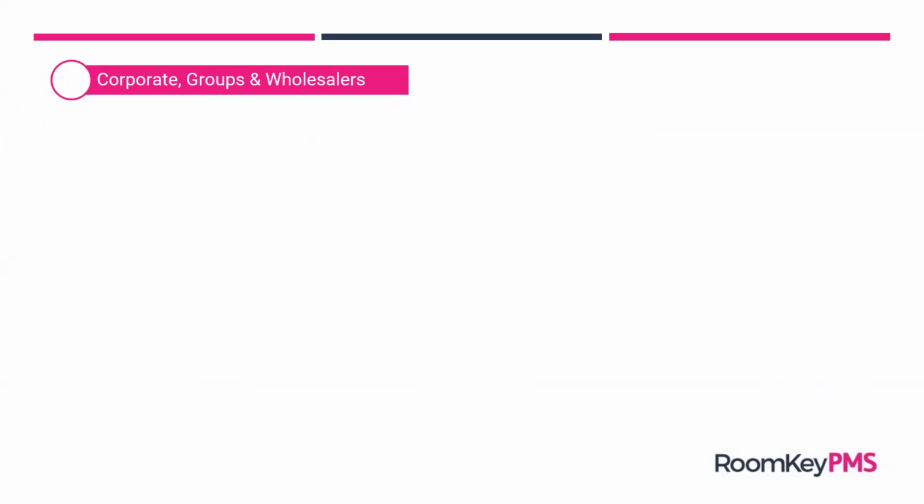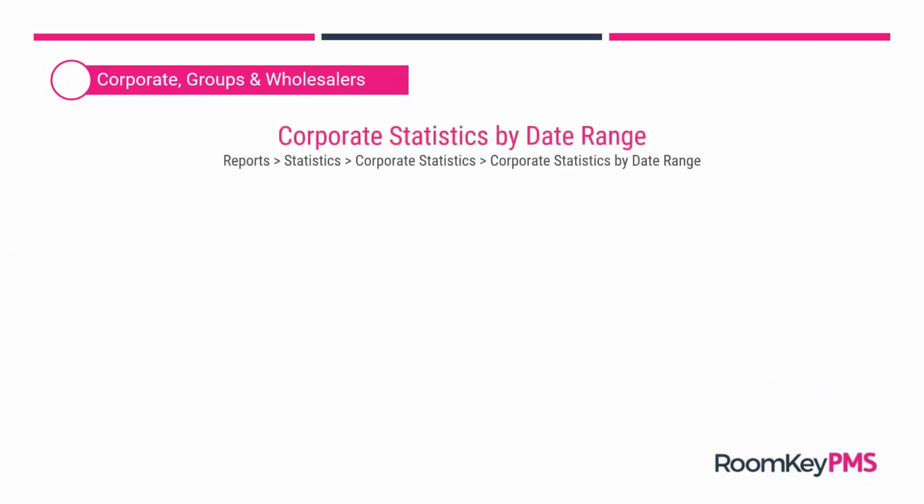So next, we're going to take a look at some end of year reporting that is available for our corporate accounts, group blocks, and wholesalers. I'm going to go ahead and start with our corporate accounts, and I want to highlight one of our reports that's available from the statistics section of the reporting menu. Within the corporate statistics, this report is called Corporate Statistics by Date Range.